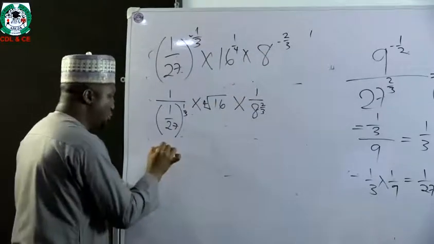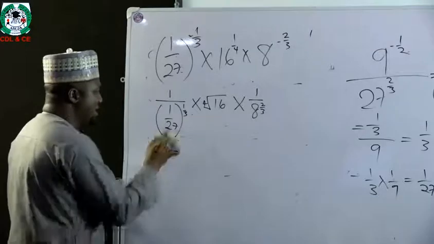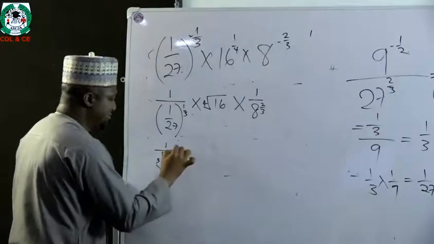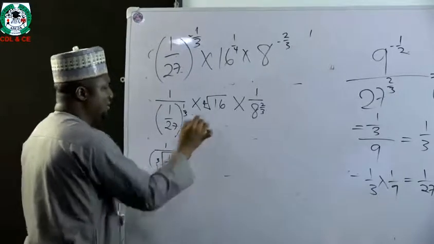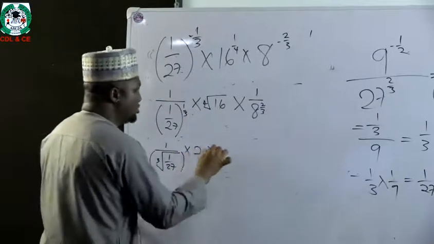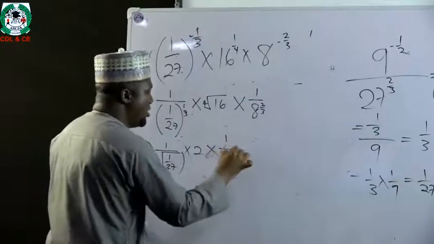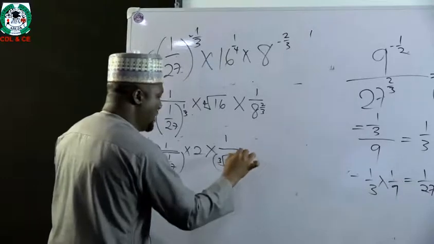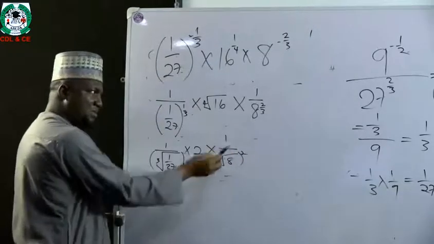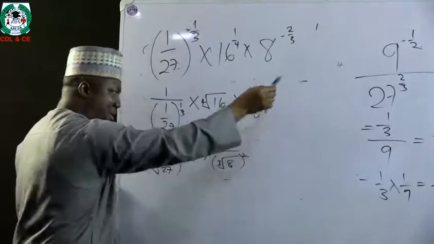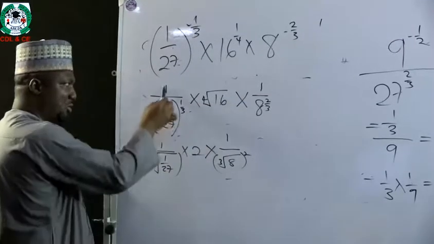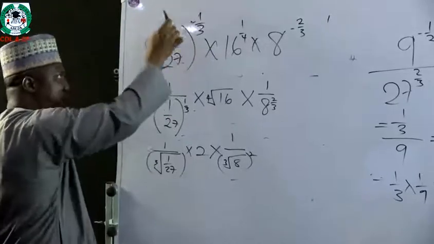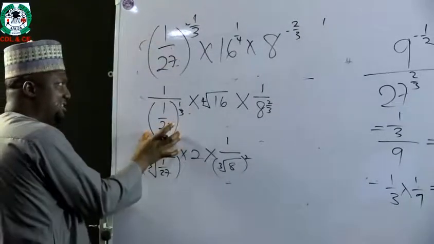We proceed. 1 all over, we'll find the cube root of 1 over 27, times 4th root of 16 is 2, times 1 all over cube root of what? 8 raised to power 2. You remember this law? The root, the power, 4th root, 1 all over. How do we get 1 here? Because to remove this negative index, we do 1 all over this. You can see it step by step.